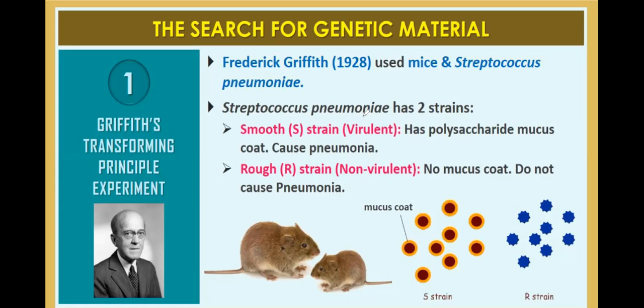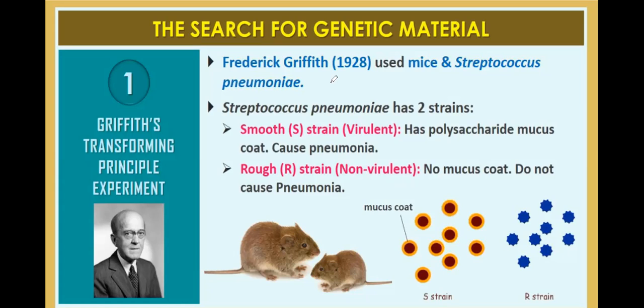Then Streptococcus pneumoniae also has another strain that is called the rough strain. That is non-virulent. Here the surface is rough, but there is no mucus coat. So the R strain is without mucus coat, and the surface is rough. It is non-virulent. It does not cause pneumonia in the mice.